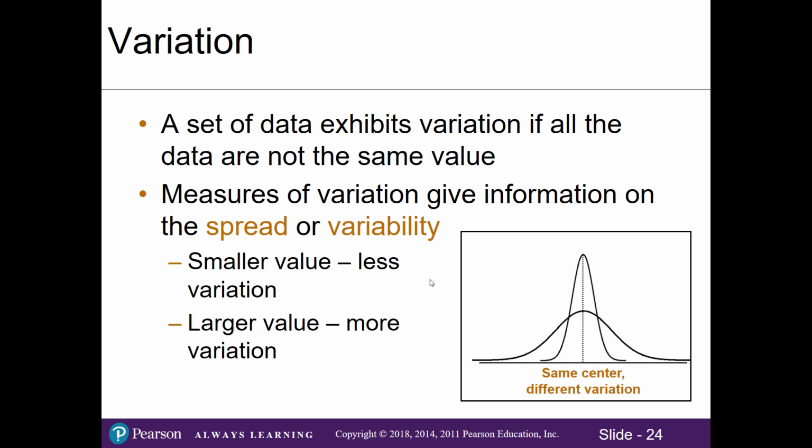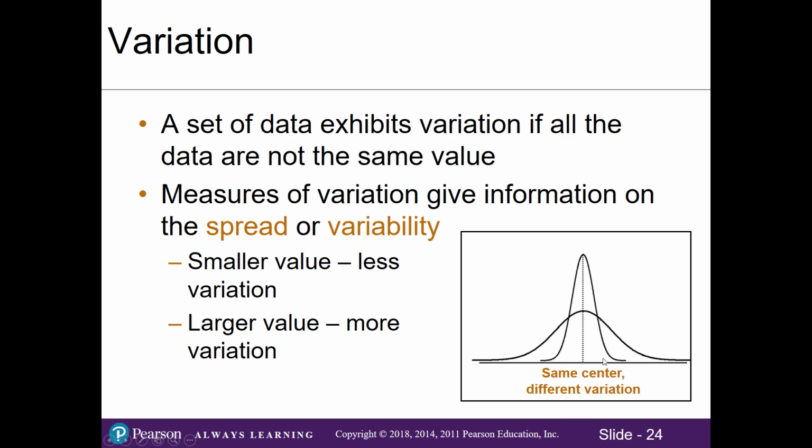So we want to see how the spread occurs. Variation occurs in everything we do because not everything is going to fall with the exact same number. It's going to vary depending on a variety of factors. And so when we're measuring variation, it's giving us information about our spread or how different they are from each other. When we have a smaller value, that means there's less variation, and when we have a larger value, that means we have more variation.